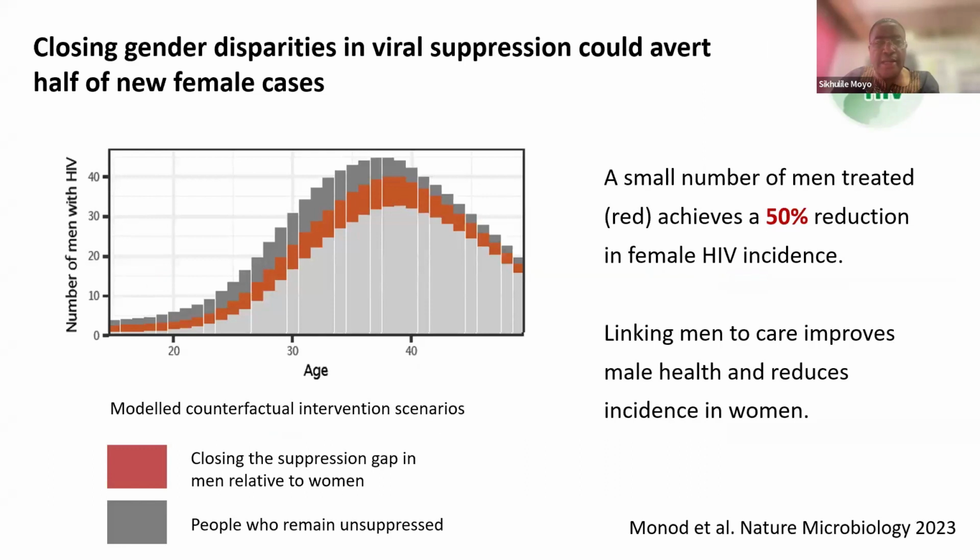We also highlight that closing gender disparities could be very, very important. If you look at the small number of men treated, the red color there, it achieves a 50% reduction in female HIV incidence. So focusing on men could have a real impact in reducing incidence in their female counterparts. Next slide.